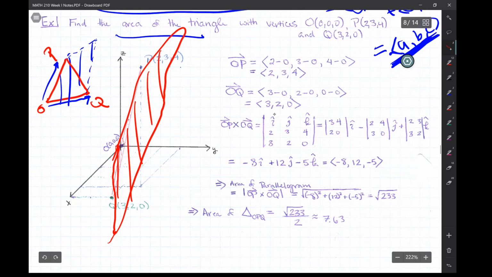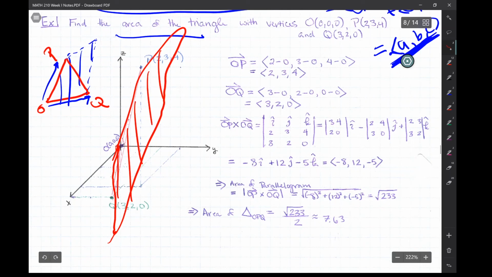Here we will have OP, that's 2, 3, 4. And here we'll have OQ, that's 3, 2, 0. And now we just got to take a 3 by 3 determinant. Cover this guy, cover that guy. That's the I hat component. You're left with this. Multiply the diagonals. 3 times 0 minus 2 times 4. Well, that's negative 8.